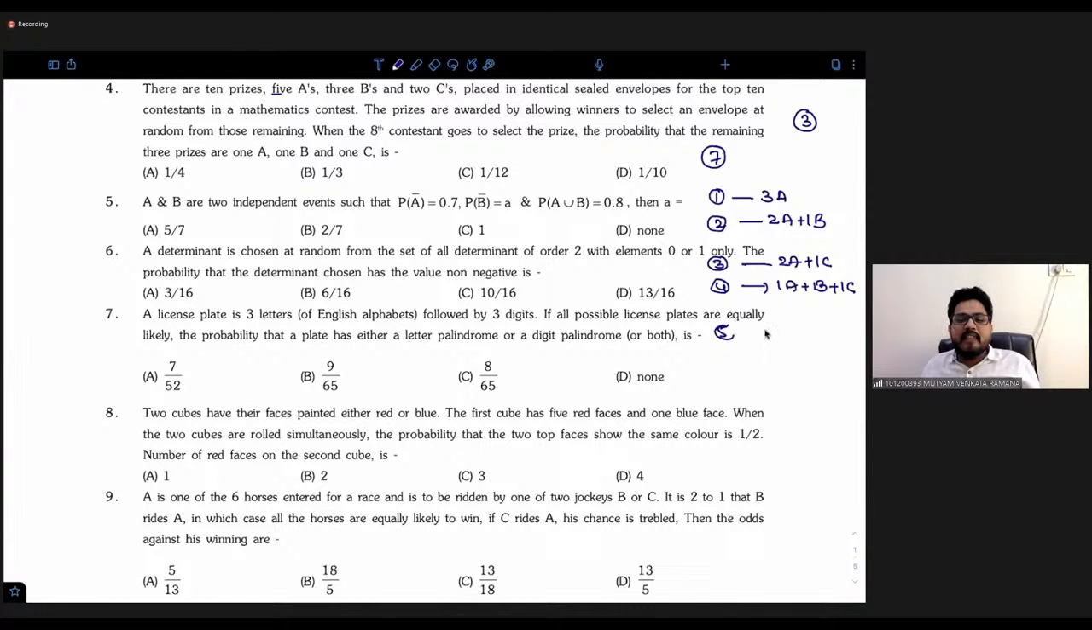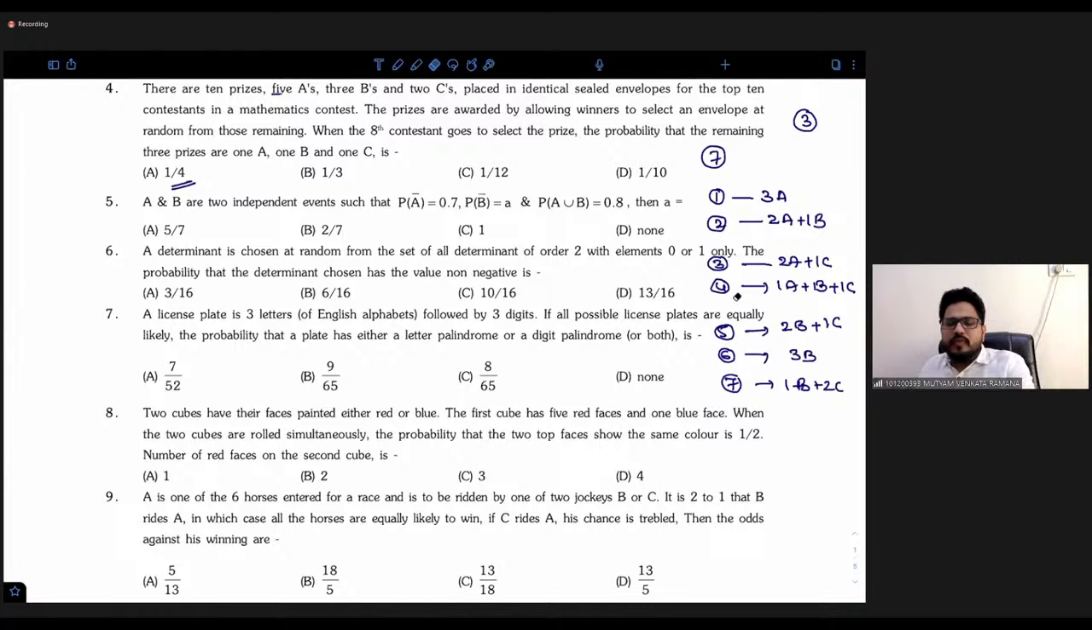Case 5 is 2 B's and 1 C. Case 6 is 3 B's. Case 7 is 1 B plus 2 C's. So I think this answer is not properly correct, beta. I think I need to go for this one. But here also 1 by 4.